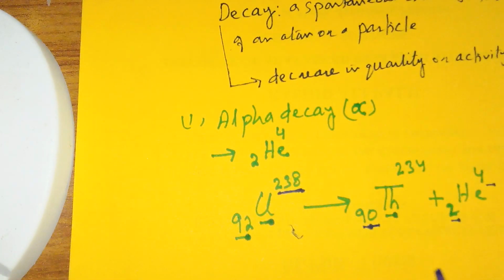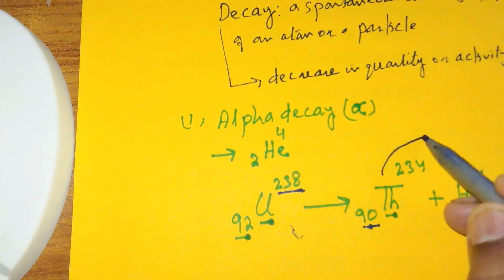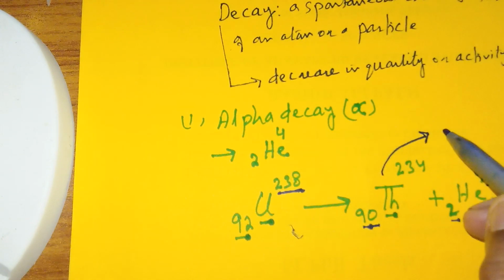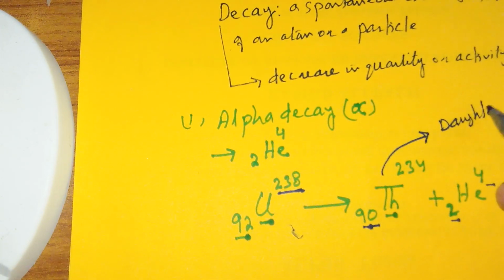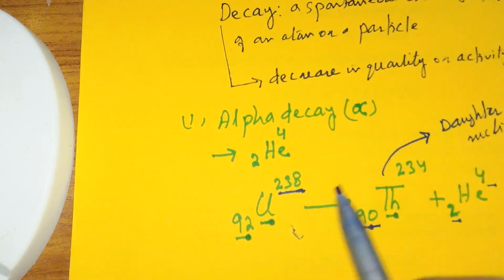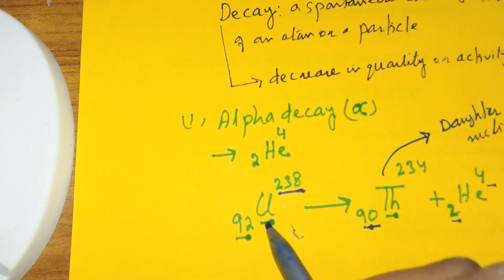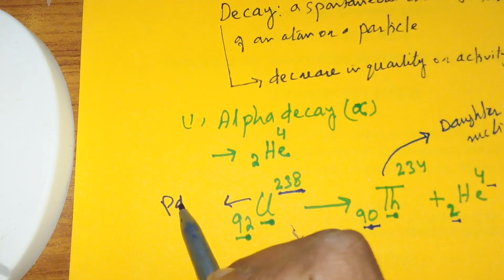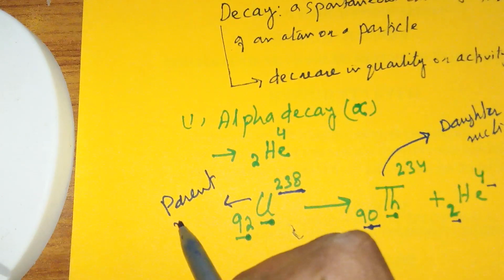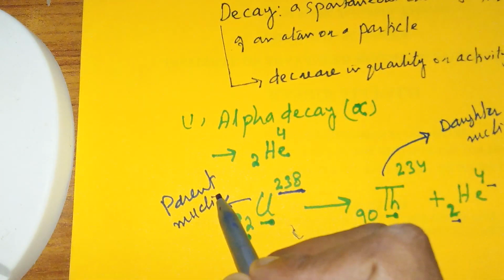Now we can also say that this thorium is known as a daughter nuclide, and this uranium is known as a parent nuclide.